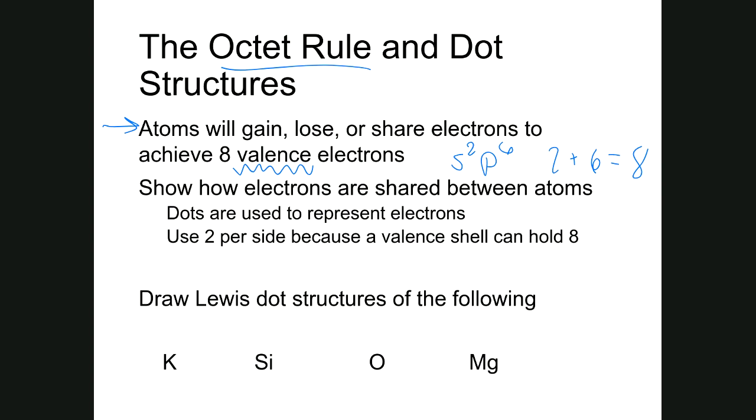So we can represent electrons using dots. Since we're talking about 8 dots, and we know that each orbital holds 2 electrons maximum, we can think of it as a box and put our dots 2 on each side, and that gives us our 8 valence electrons. So let's talk a little bit about how we can find the valence electrons for any given element.